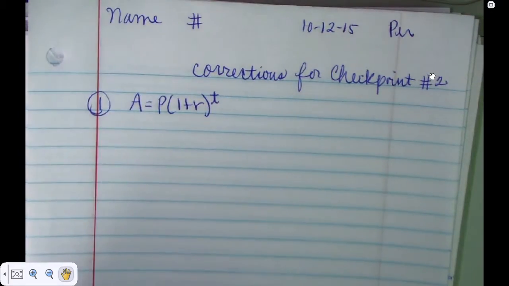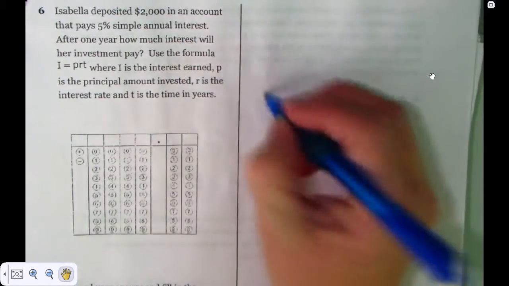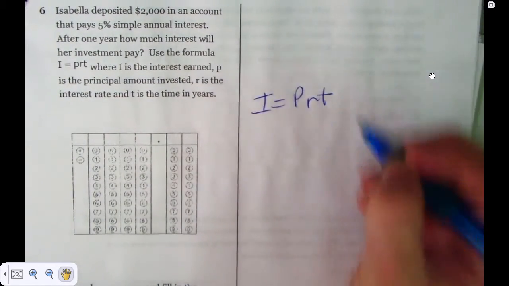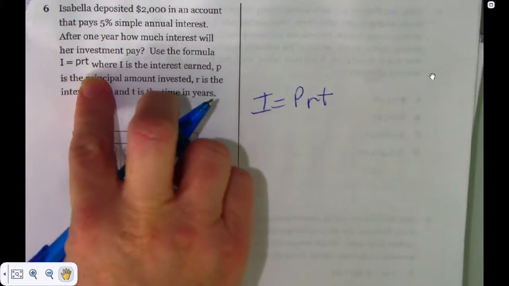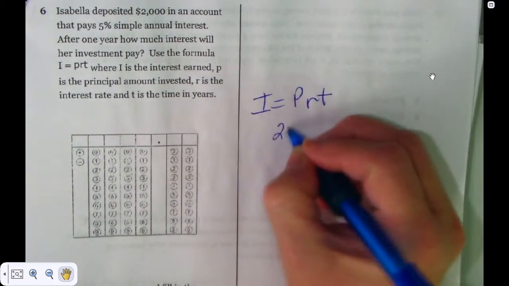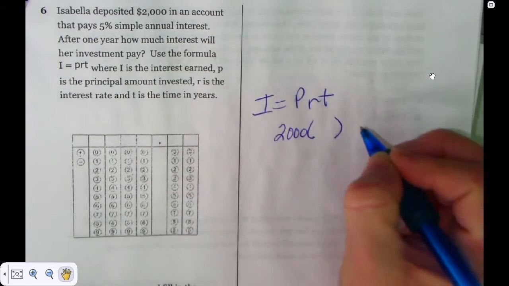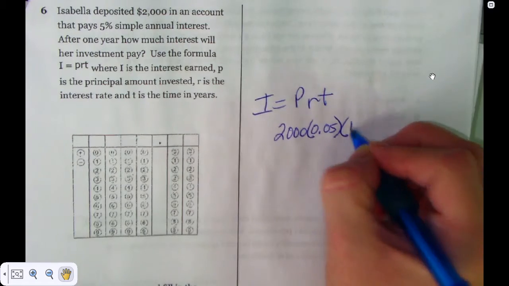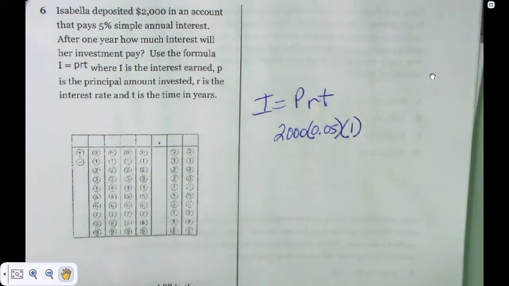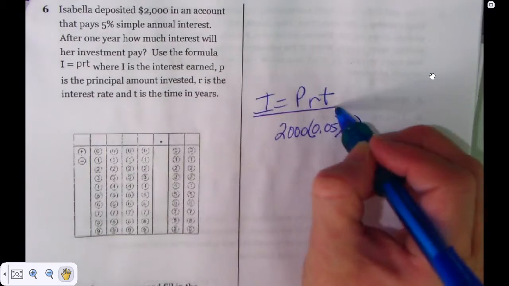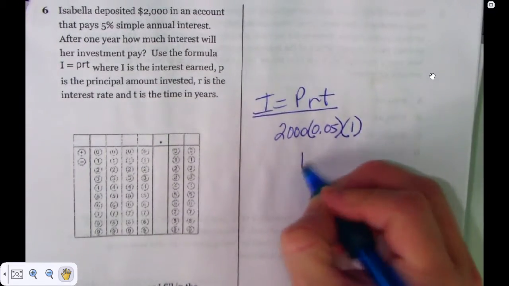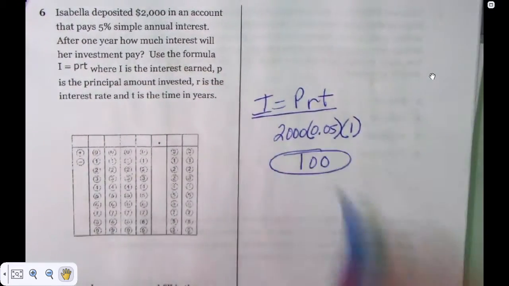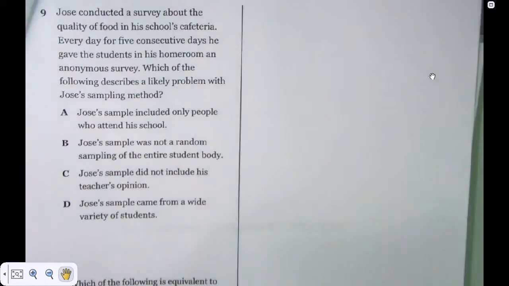Okay. Number 6. Guys, on number 6, I equals PRT. They gave you the formula. You didn't even have to go look at your reference chart. So the principal's 2,000. What's the rate? Good. And what's the year? 1 year. And all you had to do was go multiply. You needed to write the formula, and then follow it, and you got what? 100. Circle. Interest is 100.